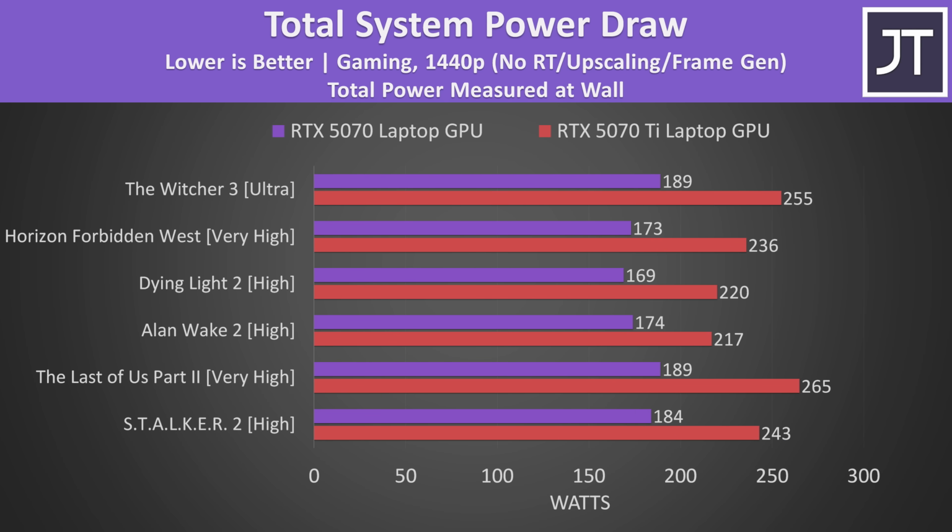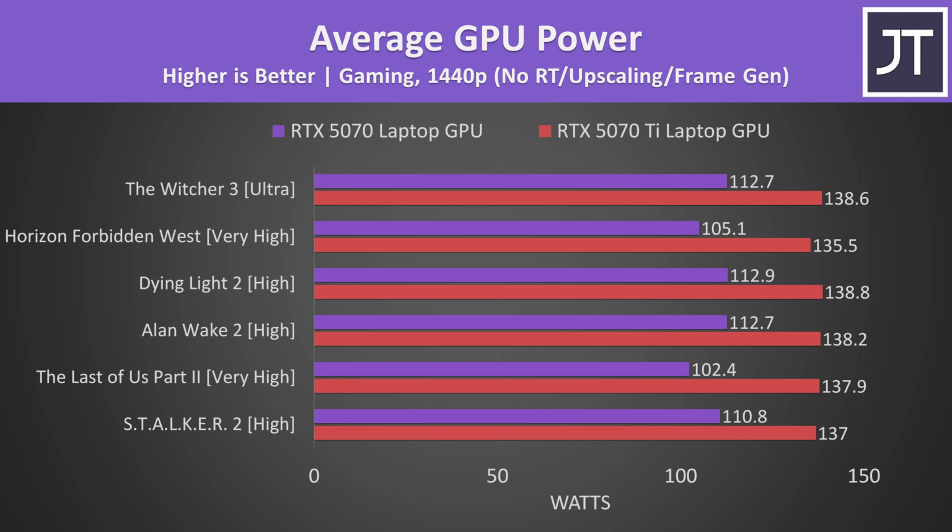The RTX 5070 Ti laptop GPU in red was using anywhere from 25% to 40% more power at the wall across 6 different games, which makes sense. It is a higher powered GPU after all. But as for the actual GPU power used, the 5070 Ti in red was running close to its 140 watt limit, while the 5070 in purple was slightly behind its 115 watt limit, though a couple of the games didn't seem to max it out.